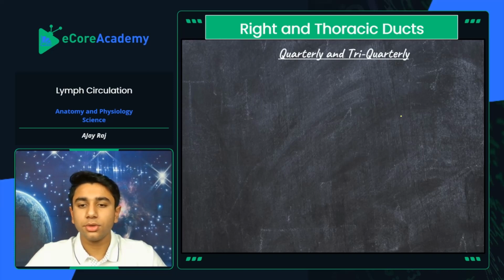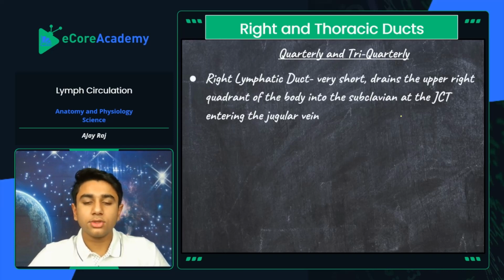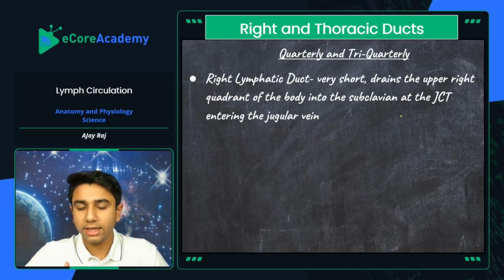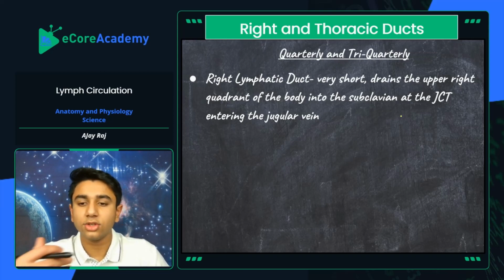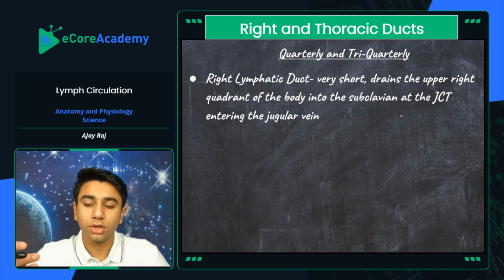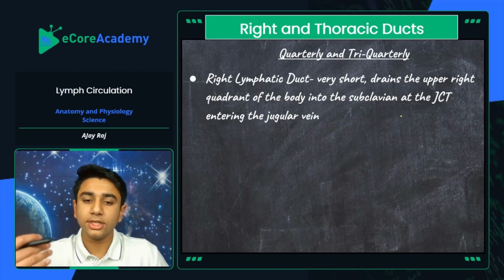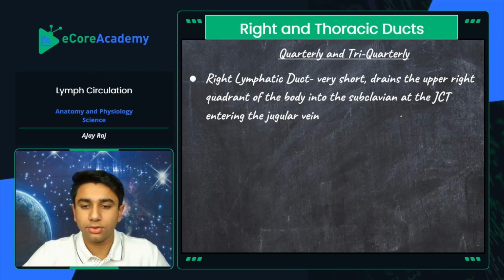These two ducts are known as quarterly and triquarterly because one drains three times as much as the other, and they represent quarters of the body. The right lymphatic duct is very short, and it drains the upper right quadrant of the body into the subclavian at the junction, entering the jugular vein. So this is the subclavian vein at the junction, and it enters the jugular vein in order to drain that lymph.